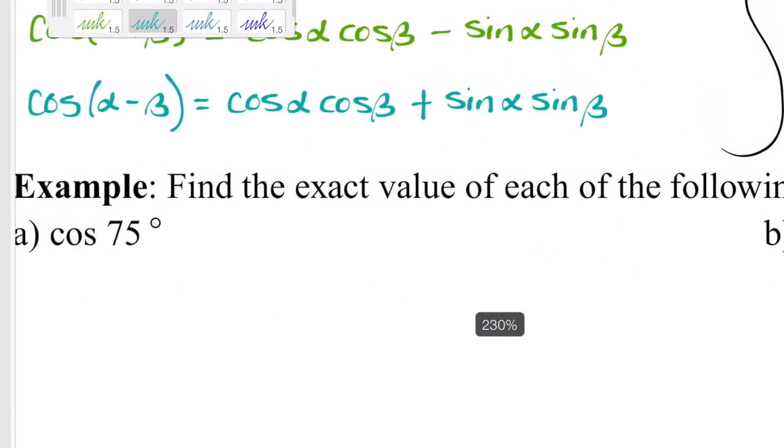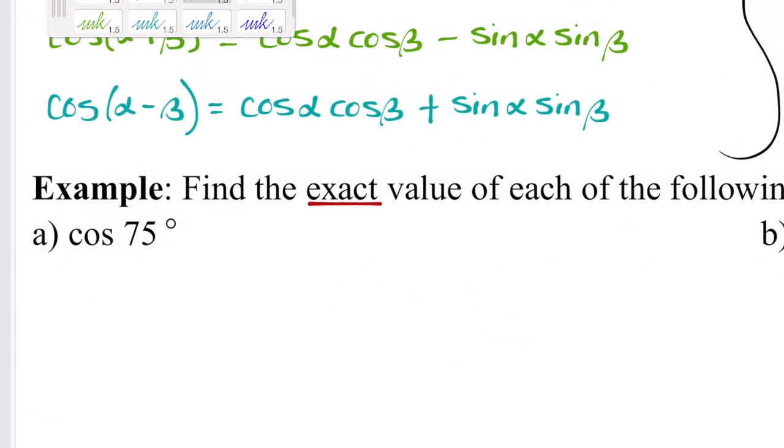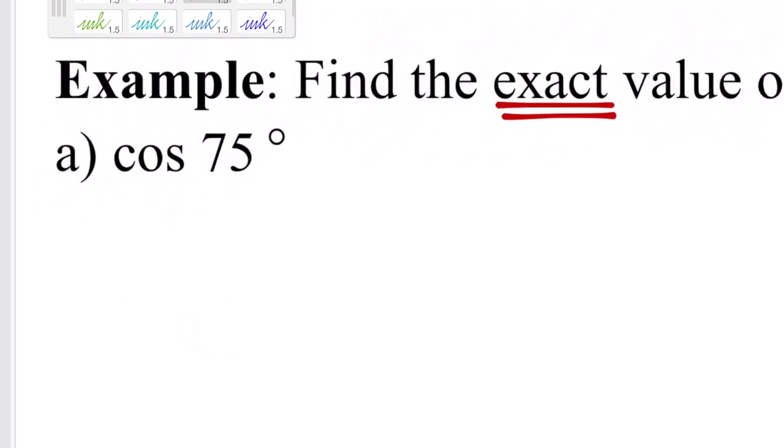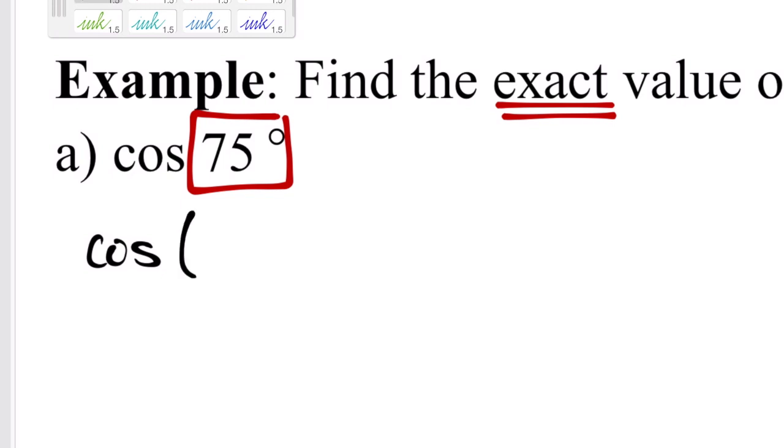So our first example, they want us to find the exact, and this is very important, exact. This means that we're not just plugging it into our calculator and finding some decimal for it. That's not going to pan out here. They want the exact. And since 75 is not one of the angles that is well known to us, we want to try to split it up. The first thing that comes to mind for me is 30 and 45. If I have 30 degrees and 45 degrees and I add those together, that would have gotten me that 75 degrees.